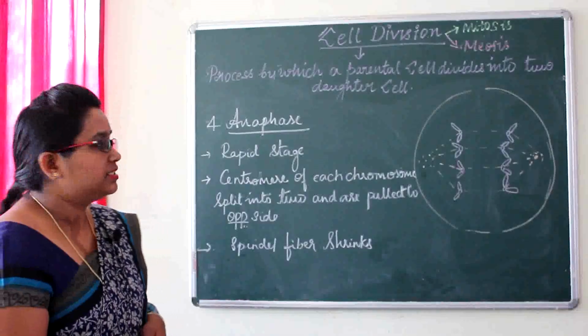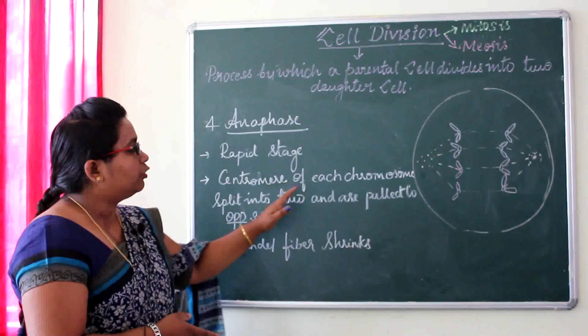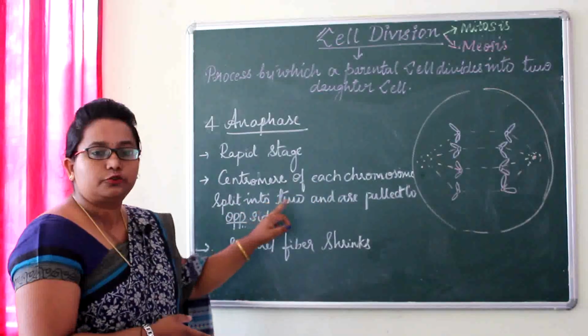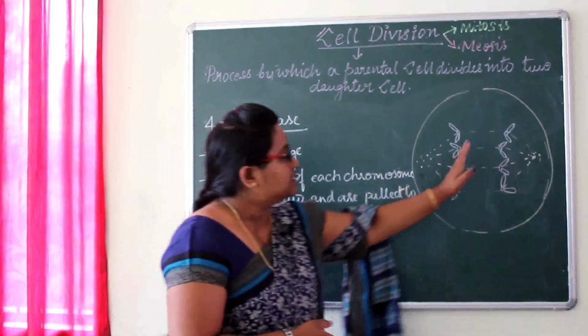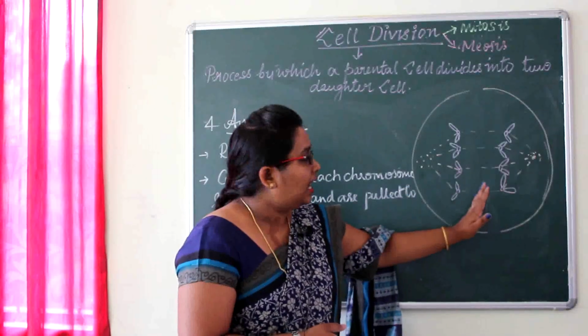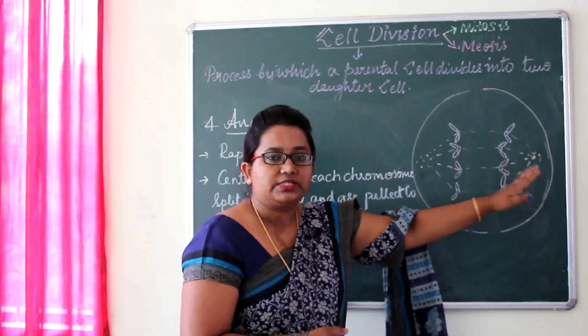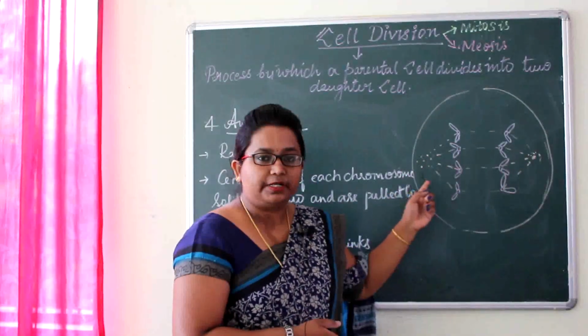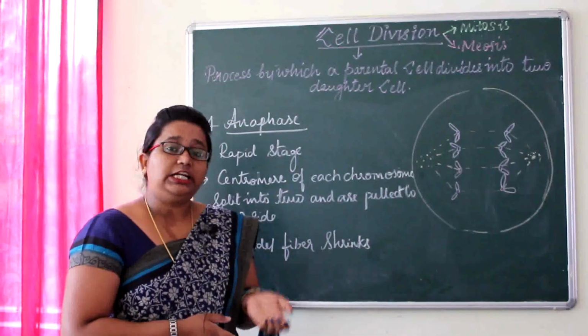Now we will see what happens in anaphase. It is a rapid stage, and the centromere of each chromosome splits into two and the halves are pulled towards the opposite sides. In the previous stage, we have seen the chromosomes arranged in the center, but here the centromeres split into two and they move to the opposite poles with the help of the spindle fibers, and the spindle fibers start to shrink for the next stage.